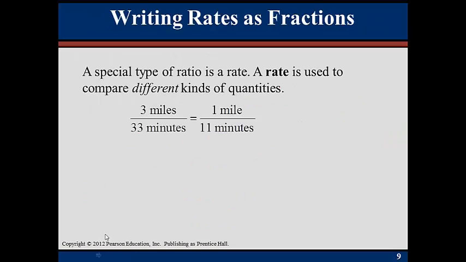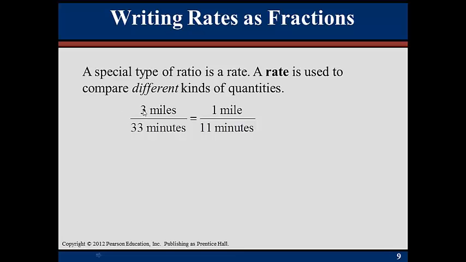Okay, a special kind of ratio is called a rate. A rate is used to compare different kinds of quantities. So for example, we have the ratio 3 miles to 33 minutes. So you can, let's say, run 3 miles in 33 minutes.